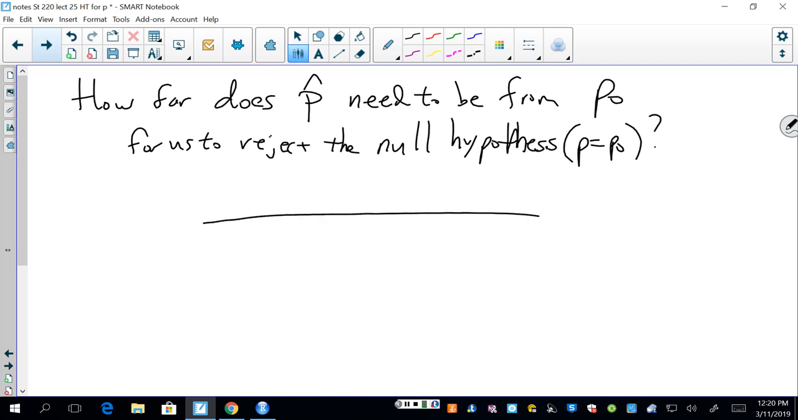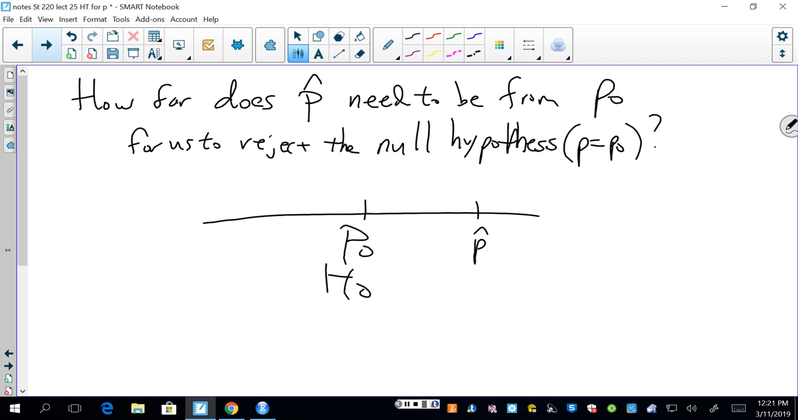So we have some number line here, and here's our p0. Our null hypothesis value says it's there, but we've got a p hat down here. Is it far away? Is there sufficient evidence? Well, we're going to look at the sampling distribution of p hat under the null hypothesis.